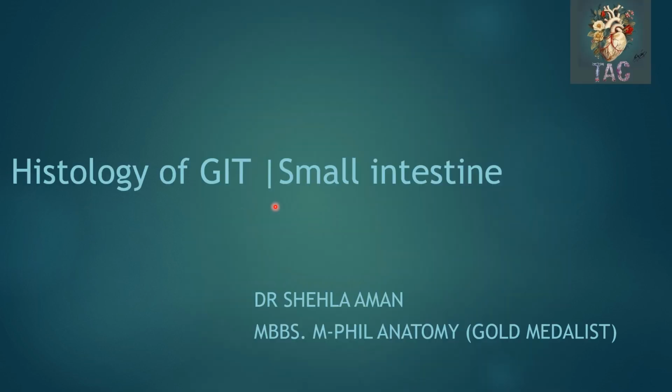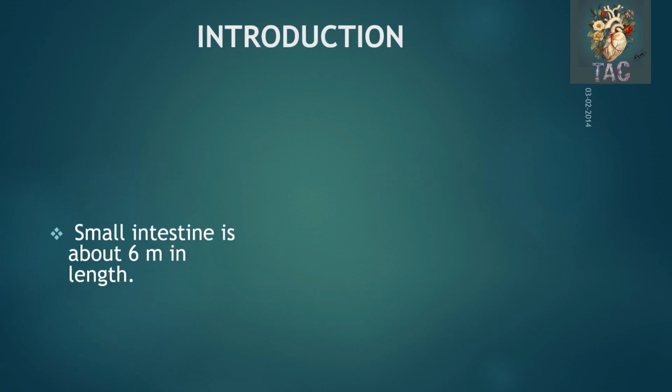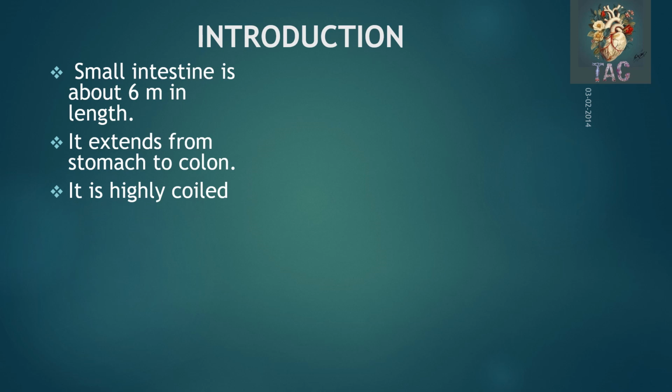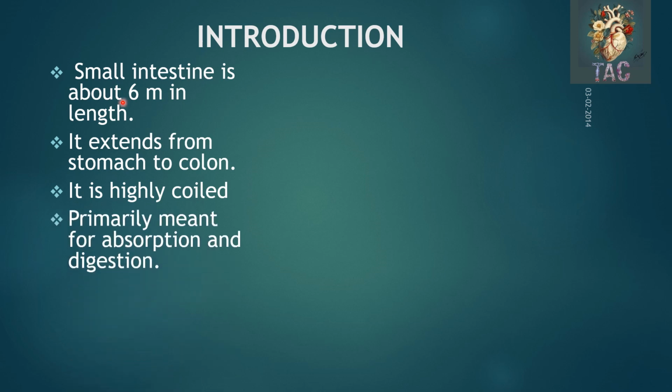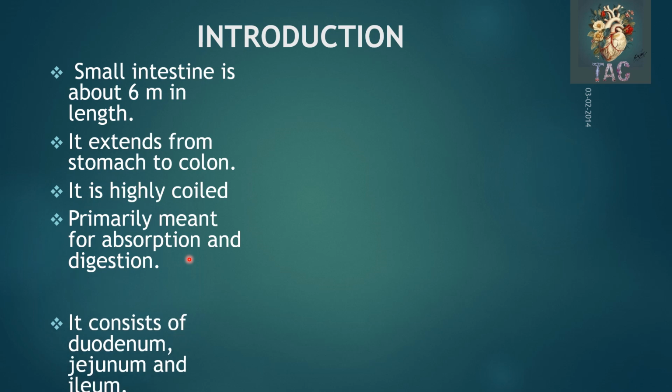Today we are going to discuss the histology of the small intestine. So, a little bit about its introduction. The small intestine is about 6 meters in length, extends from the stomach to the colon. It is highly coiled, primarily meant for absorption and digestion.